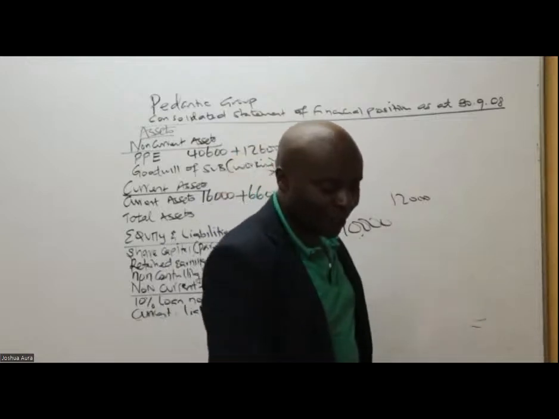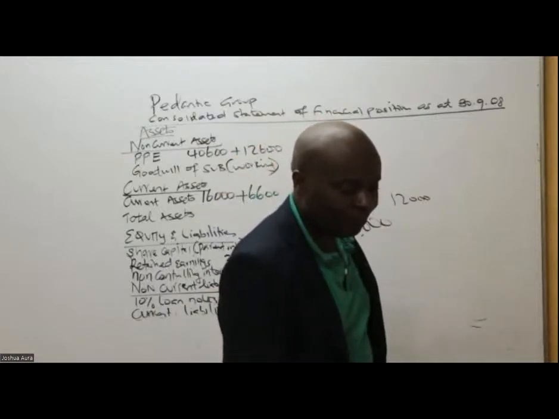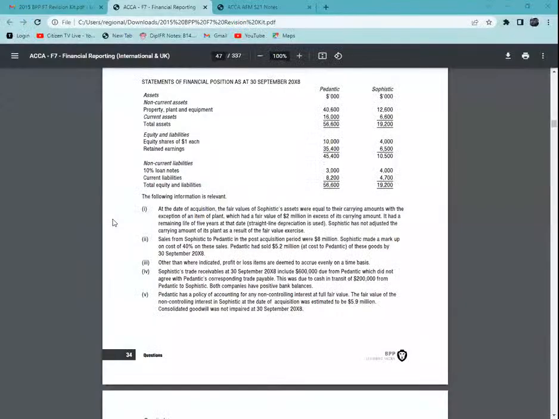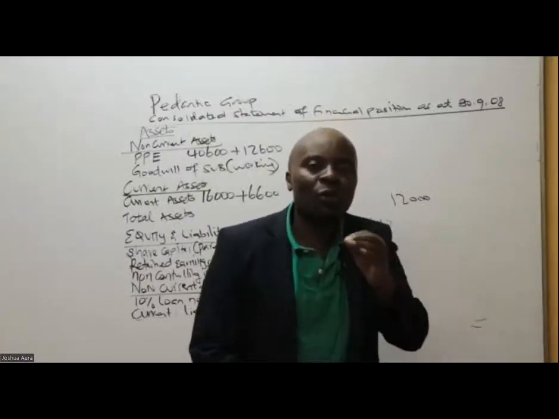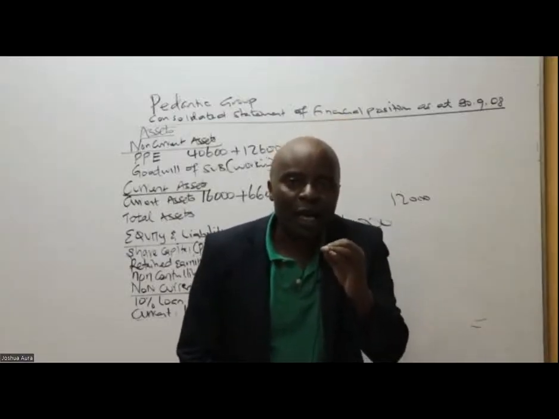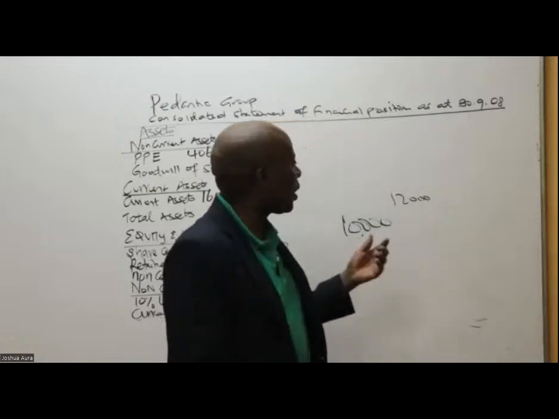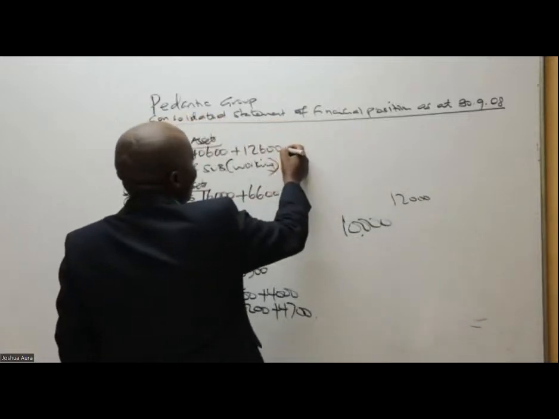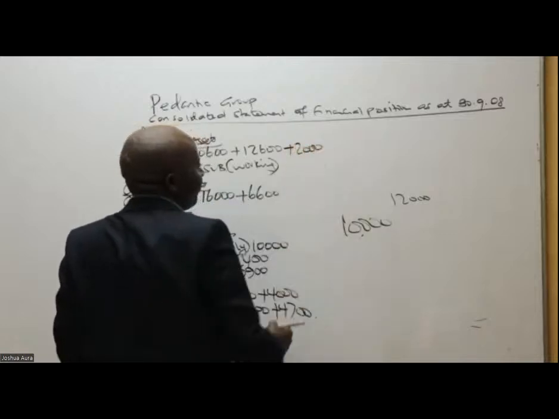We are told here, let me repeat this very well. We are told, ladies and gentlemen, that at the date of acquisition, the fair value of Sophistic's assets, fair value is the same as market value, were equal to their carrying amount, with the exception of an item of plant, which had a fair value of 2,000 in excess. So it's a revaluation upward. And because this is a revaluation upward, we've said we shall boost our property, plant, and equipment. Boosting means you come and add. So come here, and then you say what here, somebody, plus 2,000.